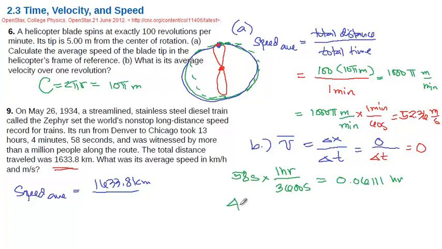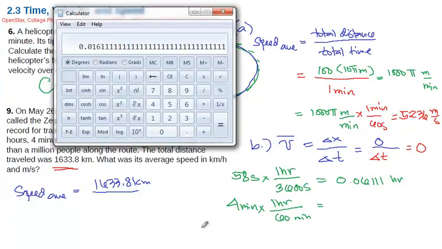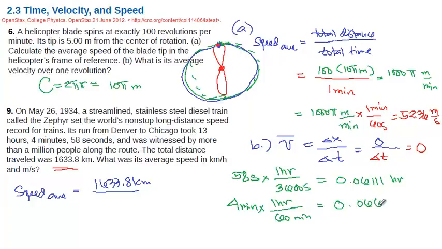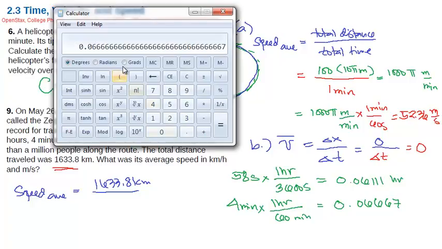How about the 4 minutes? The 4 minutes can be converted to hours by using the conversion that 1 hour is 60 minutes. So 4 divided by 60 gives me 0.06667. I normally use as many decimal places as I can, so as not to fall into rounding off error that much.